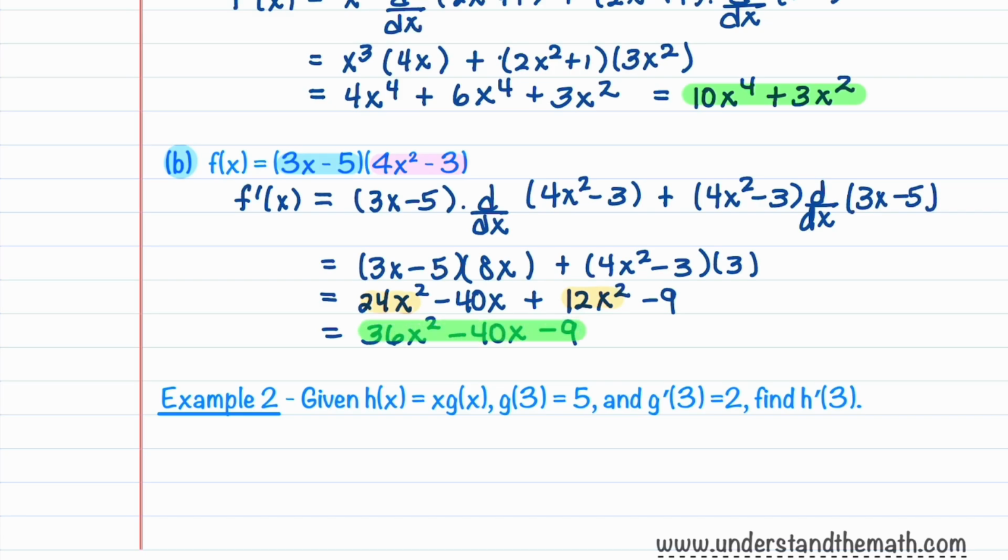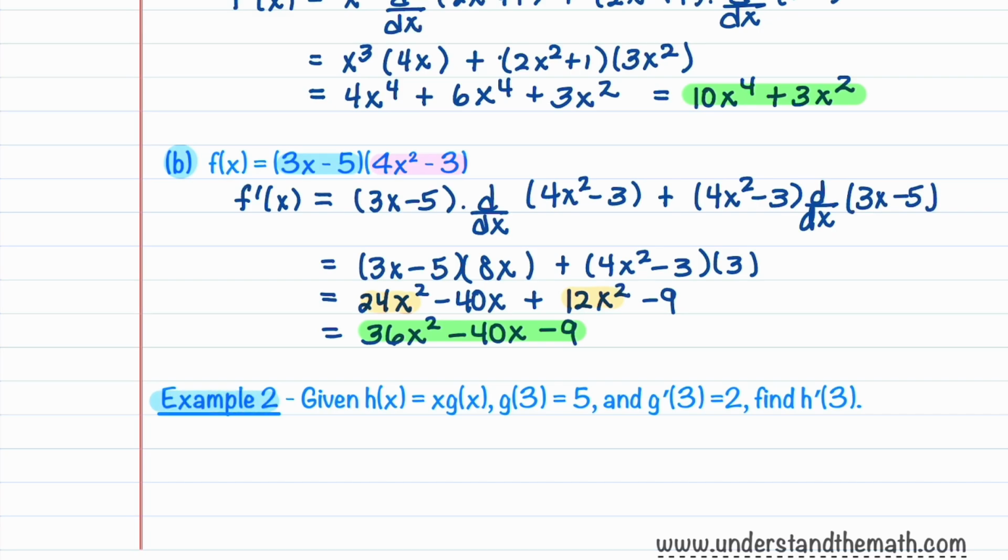And that's our derivative. It's really nice when you're working with polynomials. When you get to your final answer, make sure to write your answer with the largest exponent first, and then the constant term should be last. Let's now look at our second example.